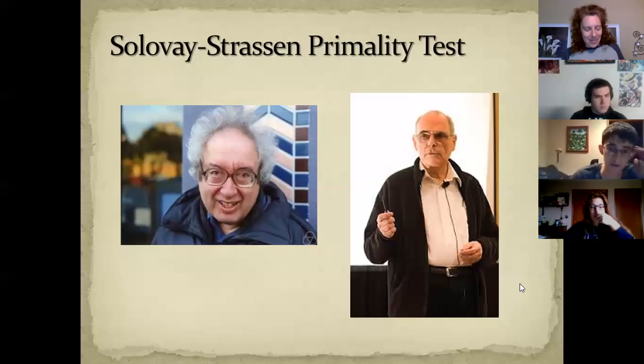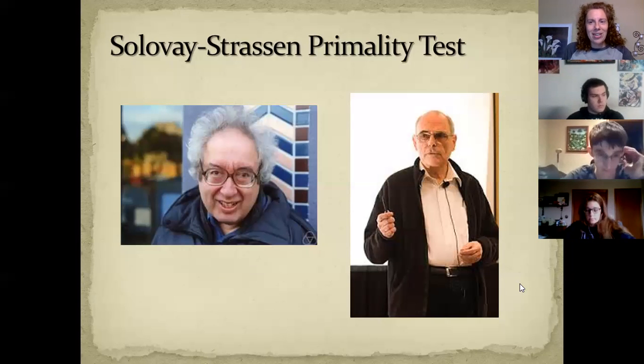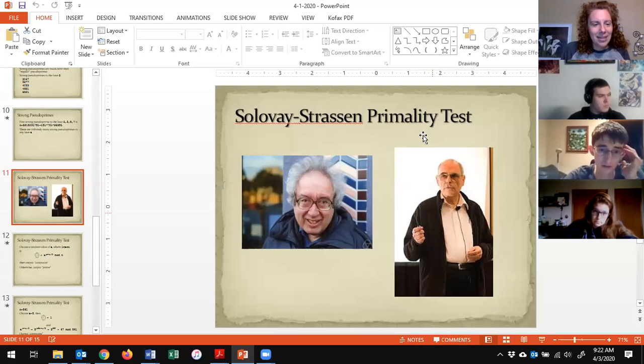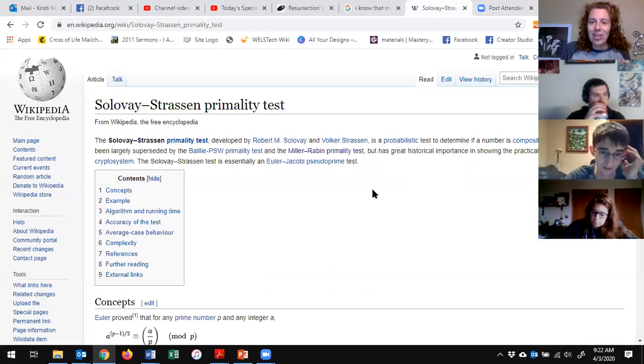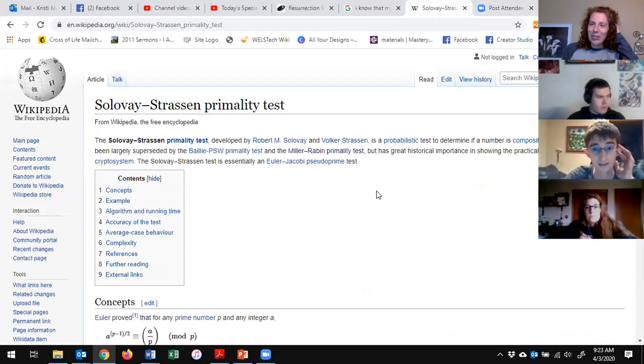There are pictures, by the way, if you would like them, of Solovay and Strassen, and they do have first names. Hang on, let me find that on Wikipedia. Robert Solovay and Volker Strassen, and I would guess that they are from one of the Swedish or Norway. I'm being very culturally insensitive, just guessing by their names, but that would be where I would guess they would be from.